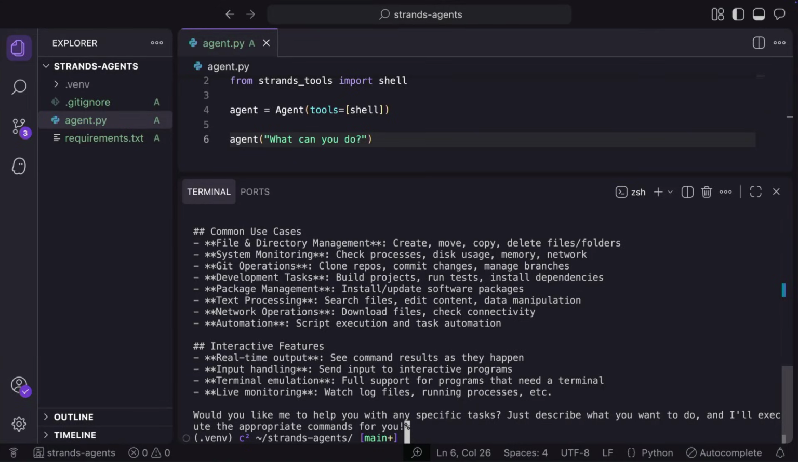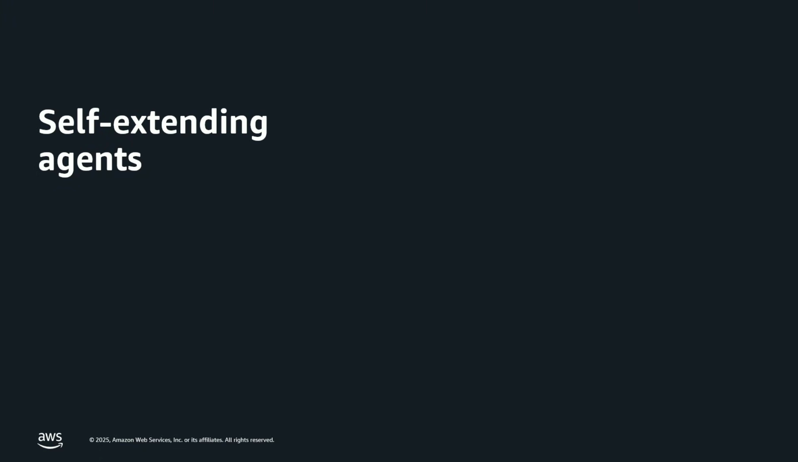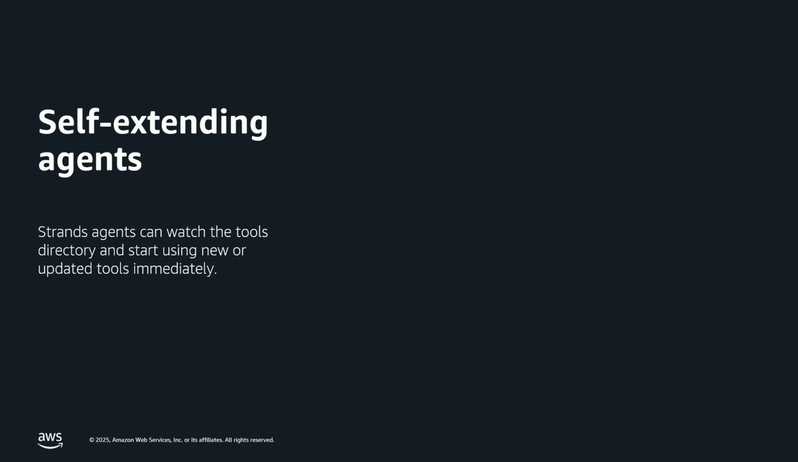But I have a question. Can agents build their own tools? We will be explaining that in a flash. We call them self-extending agents. Strands hot reloads the tools from a directory. Imagine you are building a front-end service. You put a file, and the framework allows you to load that file as an API. The same applies for agents.